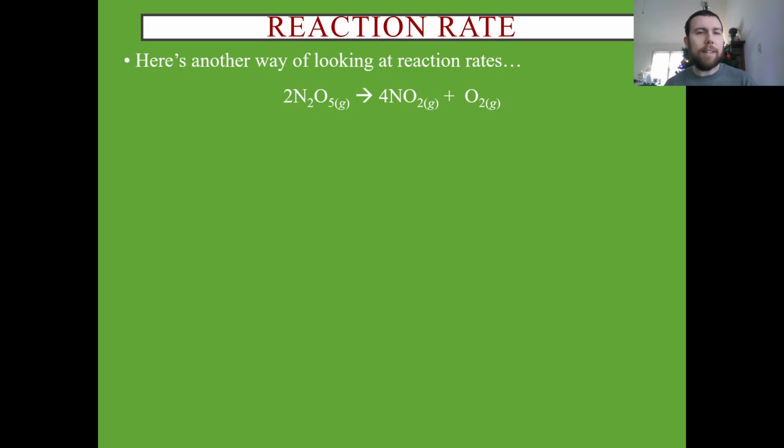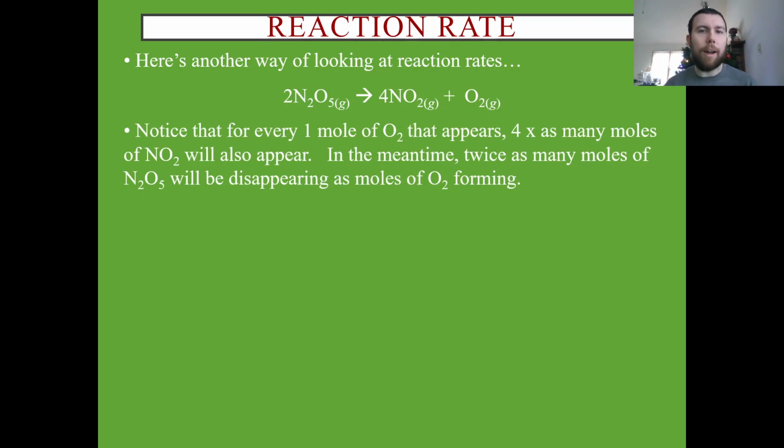Okay, so we've got that balanced equation, and hopefully this makes sense to you: for every 1 mole of oxygen that appears, because it has a coefficient of 1, that means that 4 times as many moles of NO2 will appear during that same time period. That makes sense? Now, likewise, in the meantime, twice as many moles of N2O5 will be disappearing as moles of O2 are forming. Again, that's with respect to the stoichiometry of that particular process, right?